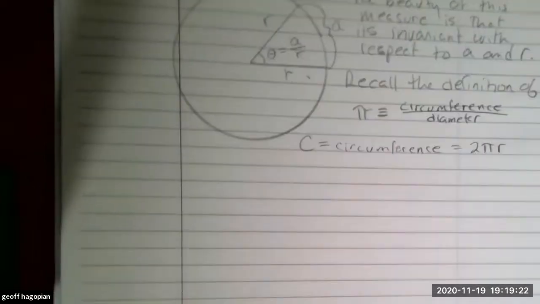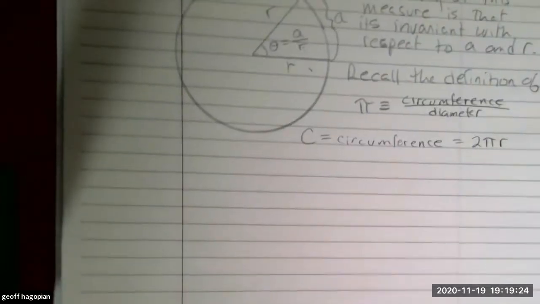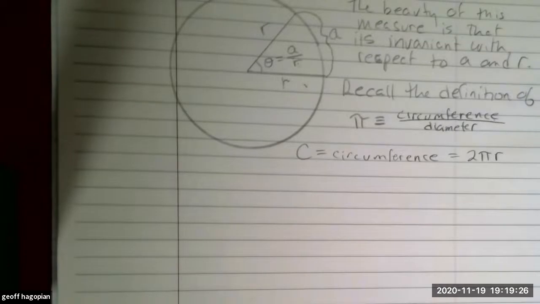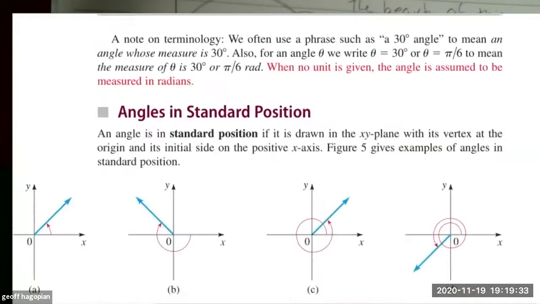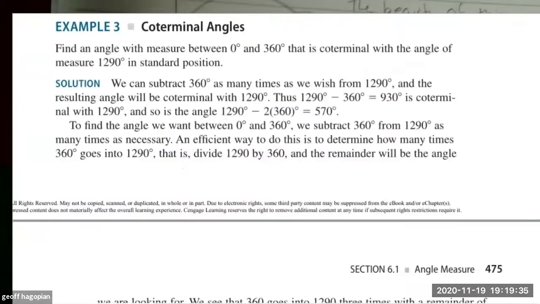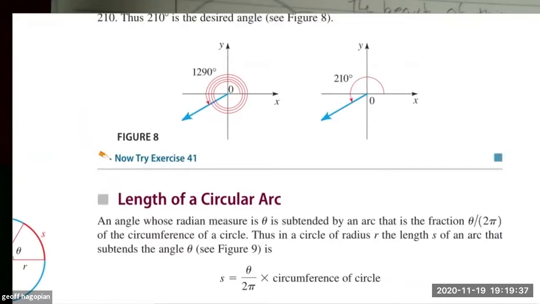And that's called non-dimensionalization. And so this is an example of non-dimensionalization. So let's go back to the text and see what kind of exercises they've got for you. The length of a circular arc.